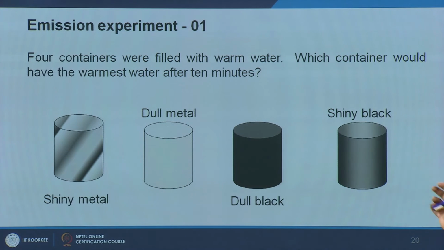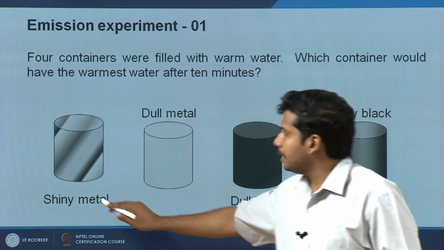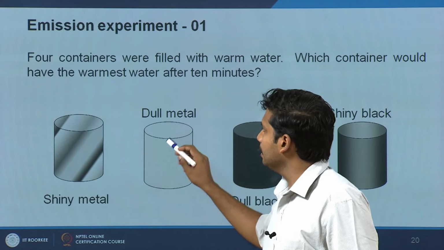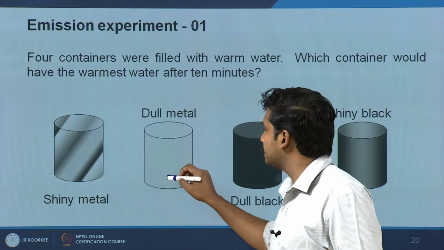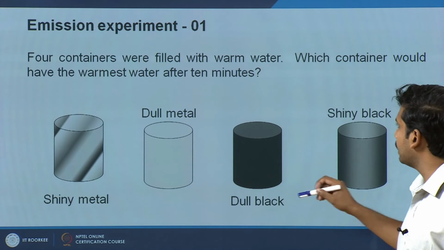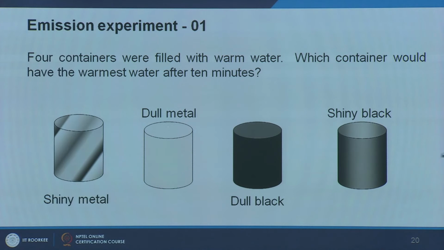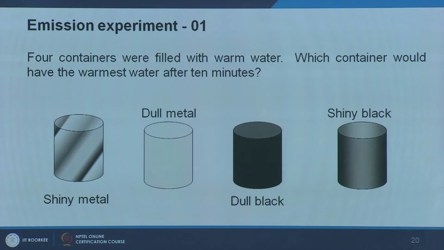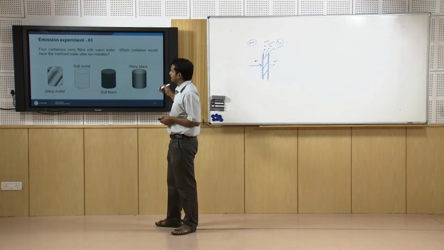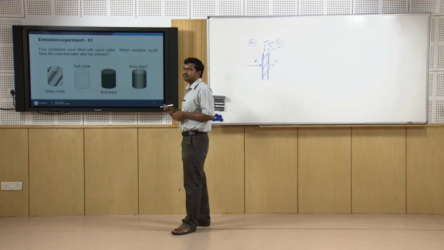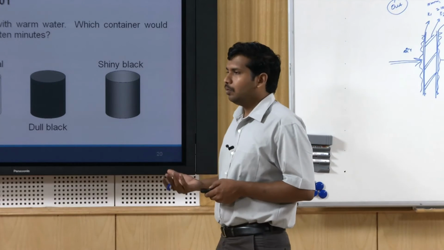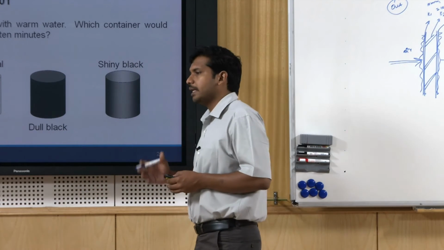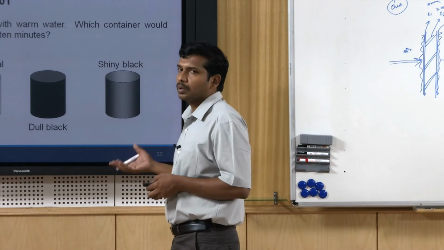Imagine there are 4 containers. One is a shiny metal container, it can be like an aluminum or GI sheet shiny metal container. Then a dull metal container, which is not shiny. Third is a dull black container, and the fourth is a shiny black container. Imagine you are filling warm water, at a similar temperature, in all these 4 containers. Say wait 10 to 15 minutes. Now which of these containers will still have slightly warmer water and which will have cooler water?